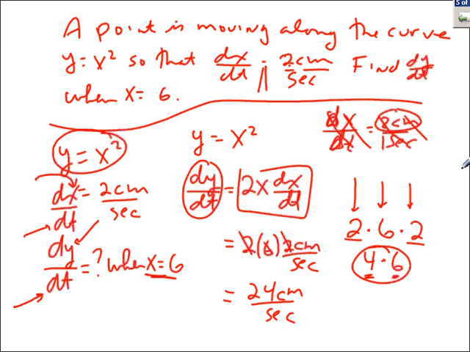Okay, so our answer is it's going up, because it's positive 24 centimeters per second, right at that instant. Any other time, it's not going up 24 centimeters per second. Precisely when x is 6, bingo, that's how fast it's going up. Okay, let me erase my board and we'll try the next problem.